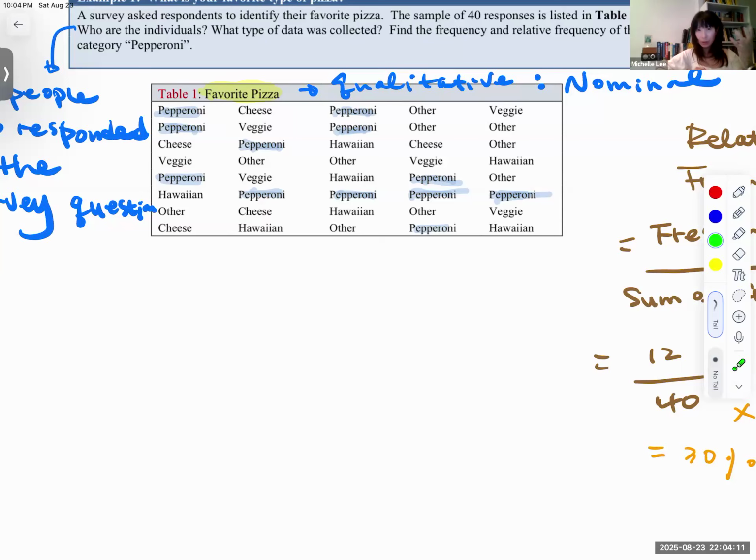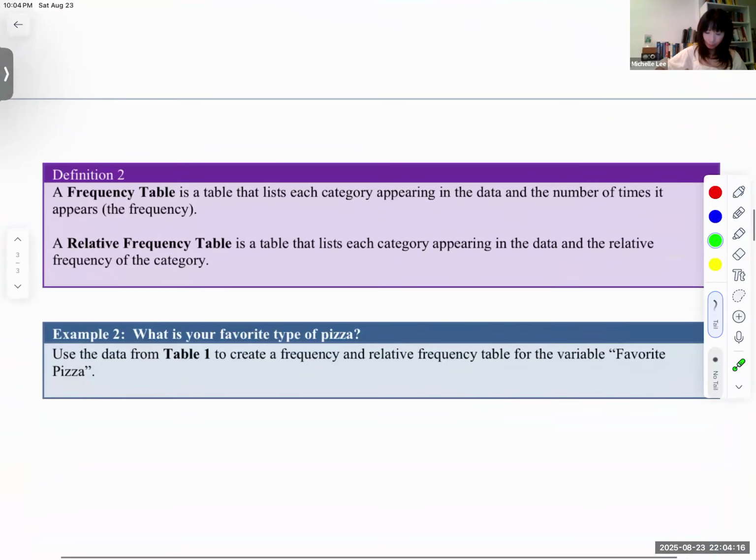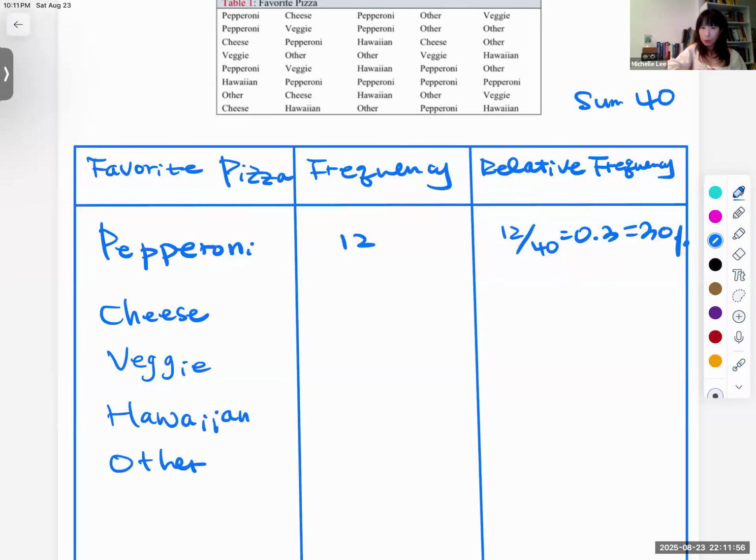So 4 categories. Can you please count? Okay, so what did you get? Cheese, the frequency? Okay, 5. All right, so 5 out of 40. Can you please calculate? Yeah, 0.125. Very good. If we convert to a percent, how do we get it? 1, 2. So it's 12.5%, right? Good job.